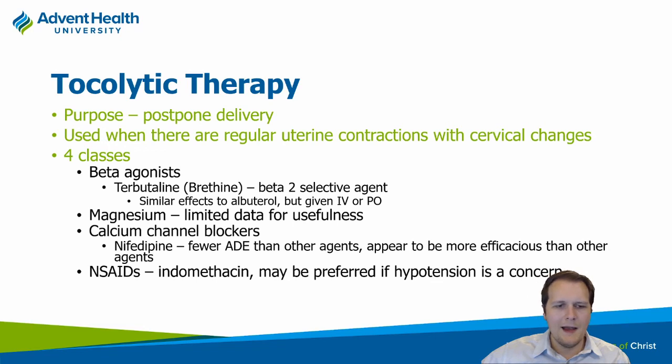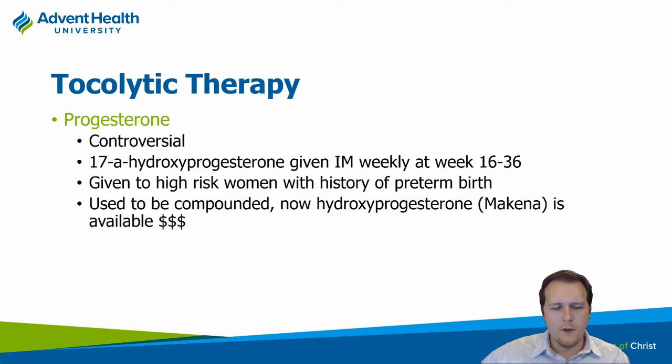NSAIDs have been used in the past, so things like indomethacin. Again, this should be used under careful watch by a specialist, and maybe something like indomethacin is preferred if risk for hypotension is high and they can't really tolerate something like a beta 2 agonist or a calcium channel blocker. Other things we can use potentially include progesterone. This will help to decrease uterine contractions here.